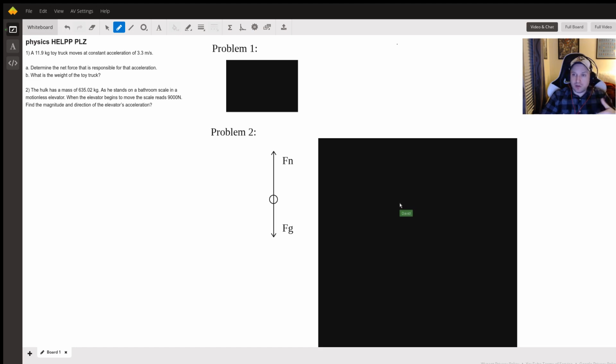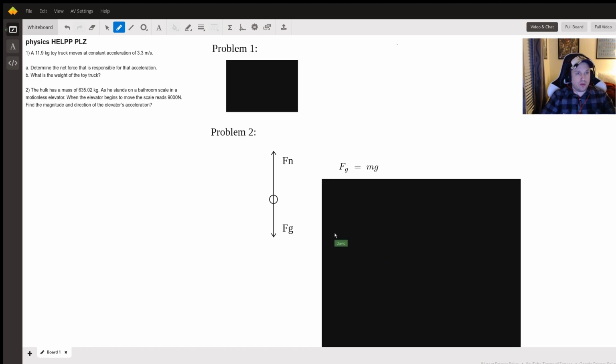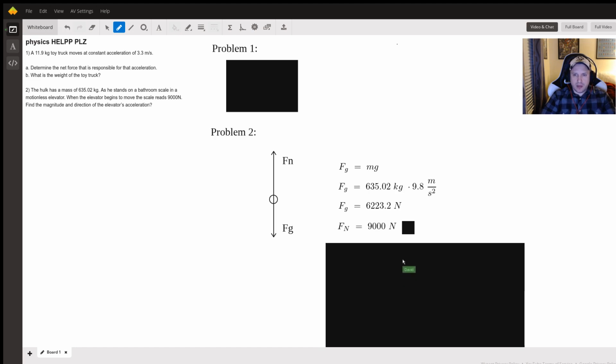In terms of magnitude, it's a matter of calculation. So we have to know two things: the weight of the object and the normal force. The weight is, again, calculated by taking the mass times the acceleration due to gravity. There's the value for the force of gravity. And then the normal force is known to us. We're told that the scale reads 9,000 newtons.